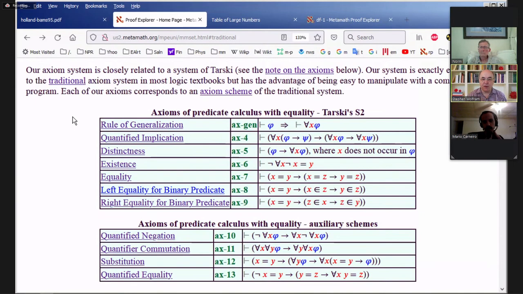What kind of experience have you had in actually curating mathematics in the context of Metamath?